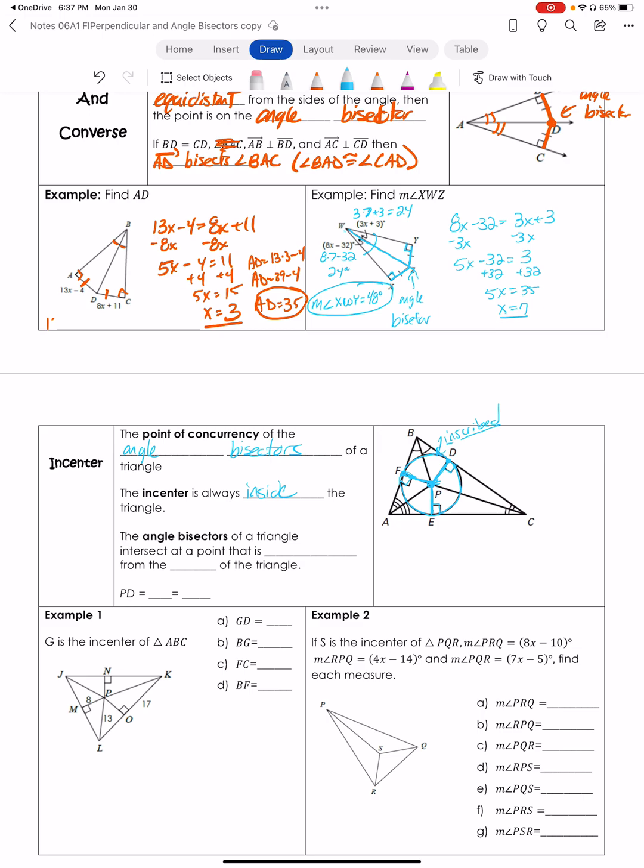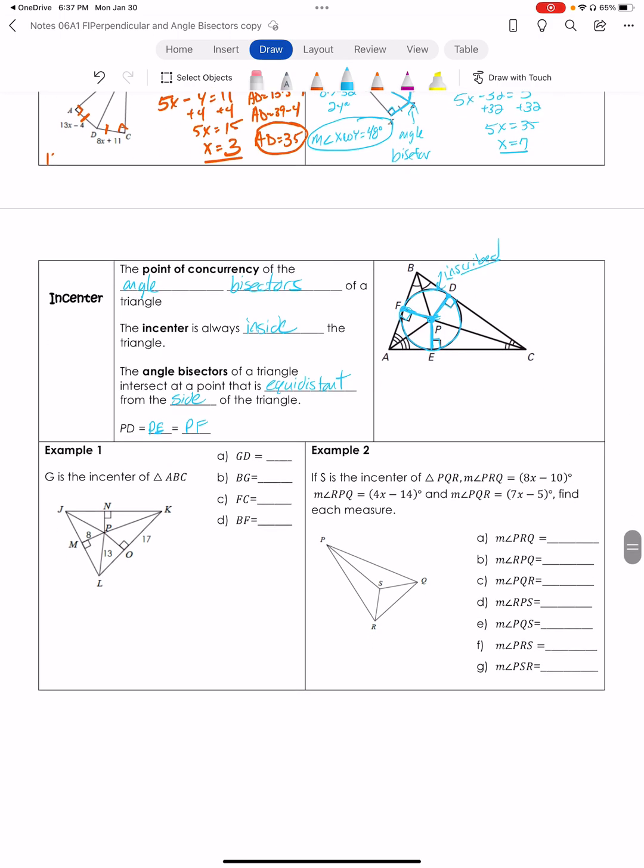So angle bisectors of a triangle intersect at a point that is equidistant from the sides of the triangle. So I know PD is the same as PE, which is the same distance as PF. So G is the incenter, or sorry, I did not give you the correct diagram.